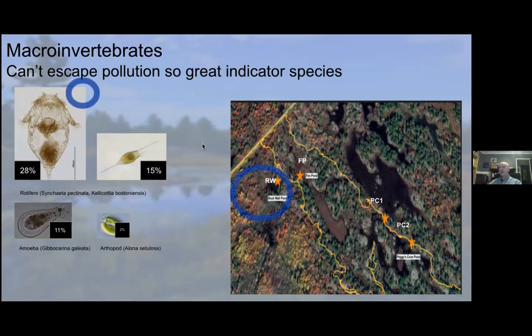So we'll start off here first with our rotifers. The rotifers are like the garbage collectors of the pond. So they're eating dead bacteria, organic matter like dead leaves, algae, and protozoans. And then we have some amoebas and arthropods that were also found in our ponds.